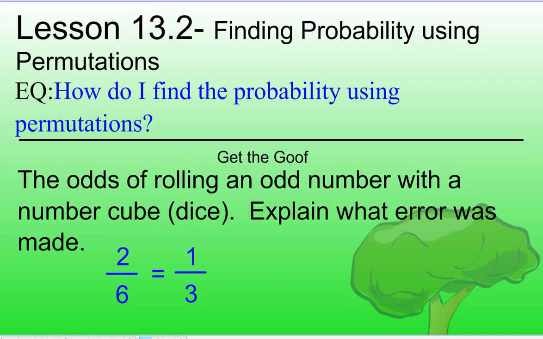So go ahead and take a second or two. Do that problem if you have not done so yet. It asks you to find the odds of rolling an odd number with a number cube. Explain what error was made. So they are saying the odds of rolling an odd number on a number cube is 2 out of 6. So go ahead and try the problem right now.